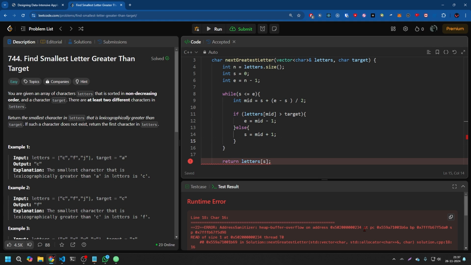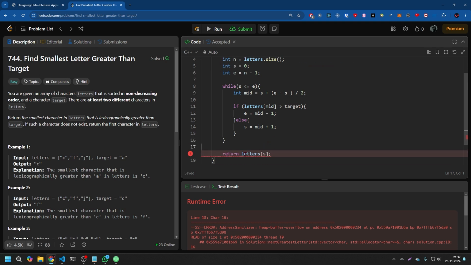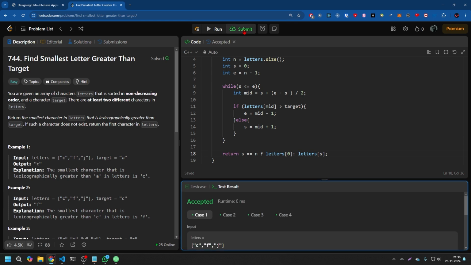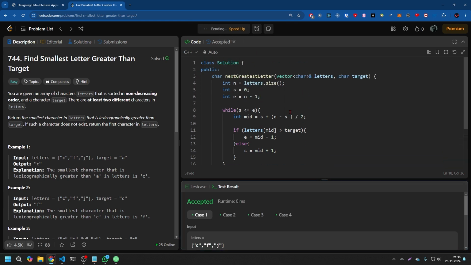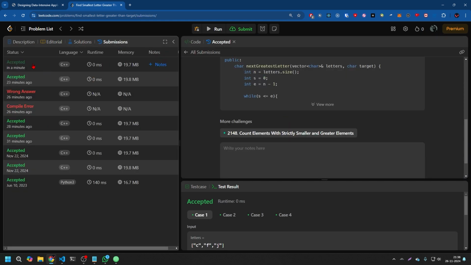Okay, so yeah, I expected a buffer overflow since we are trying to access an index which does not exist. To fix that, we can check a condition before, that is s equal n, and if that is so, then letters of 0 we have to return. Otherwise we can return our answer. Okay, so let's quickly run this, and it works. So let's submit it. And the submissions, okay, so we have passed all the test cases and it runs.